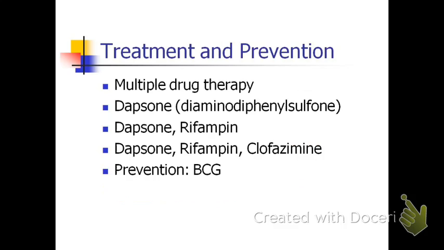Treatment and prevention: multiple drug therapy such as dapsone, or the combination of dapsone and rifampin. BCG may somehow prevent it, but it's not totally effective, I should say. So that ends the discussion on Mycobacterium tuberculosis and other important species of Mycobacterium.